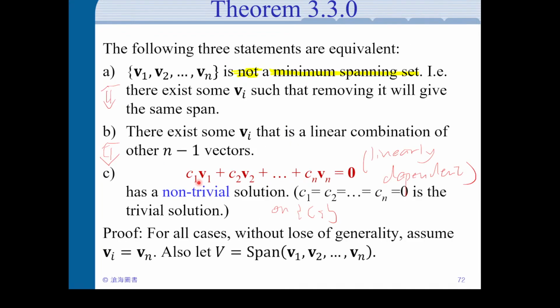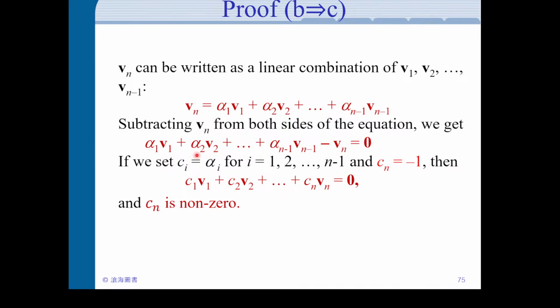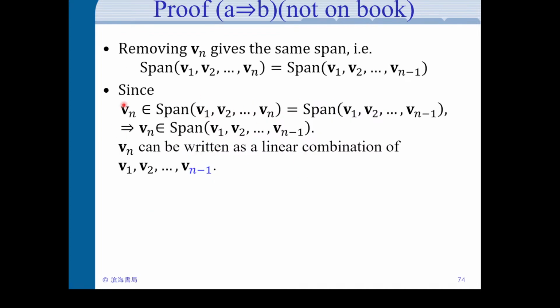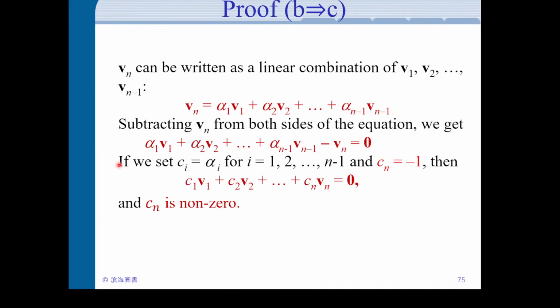Let's see this once again. We say Vn can be written as a linear combination of our n minus 1 vectors. It's inside this span, and by definition of span, it's a linear combination of V1 to Vn minus 1. So we proved A and B are equivalent, and now B and C being equivalent. We already saw this last time, but let's see it once again.